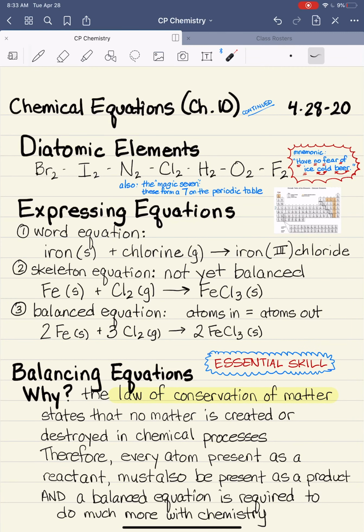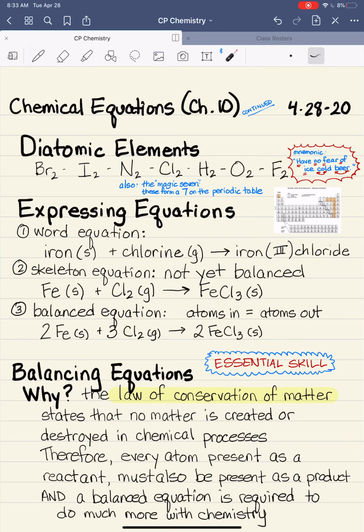So diatomic elements are important, and the reason they're important is when we go to balance an equation, we have to know which of our elements are diatomic. If an equation calls for oxygen, we have to remember that oxygen occurs as a pair. Iodine occurs as a pair, nitrogen as a pair, and that's going to make a big difference when we go to balance our equation. So let's talk about the different ways in which we get to the balanced equation.